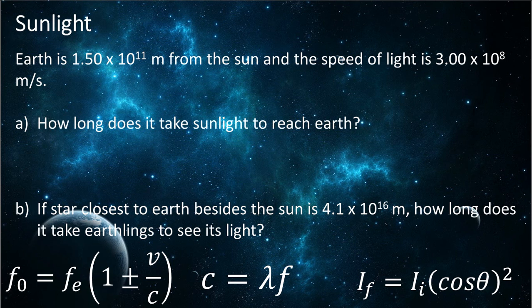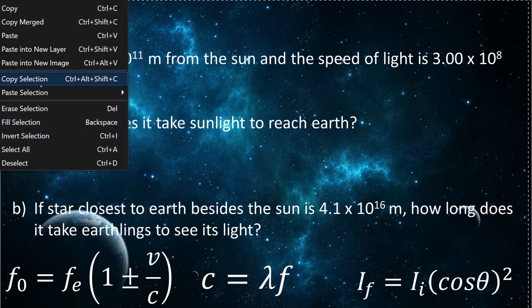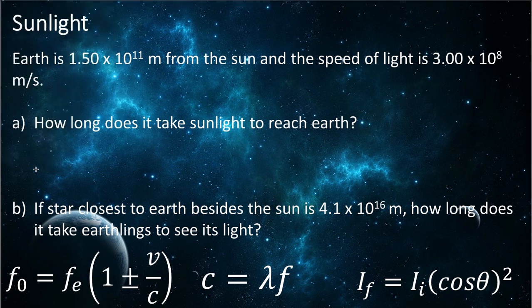So how long does it take sunlight to reach Earth? We really don't need a new formula for this. This is a distance problem. So basically it's our position formula: x_f equals x_i plus v_i t plus a half a t squared. And there is no acceleration. It's a constant speed of light. And our initial position we'll say is the sun, so 0.